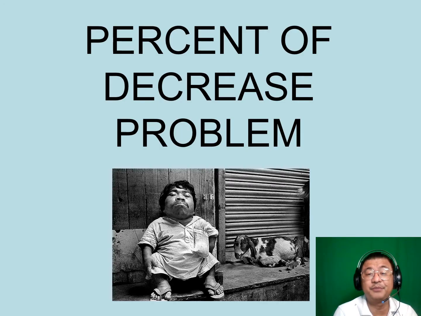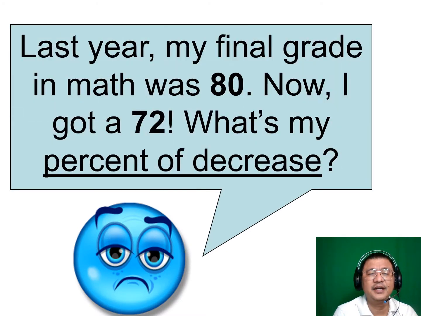Let's now do the percent of decrease. This is a problem. Now, something about the height, okay? Another problem about grades again. Last year, my final grade was 80. Now I got a 72. So obviously it went down. What's my percent of decrease now?